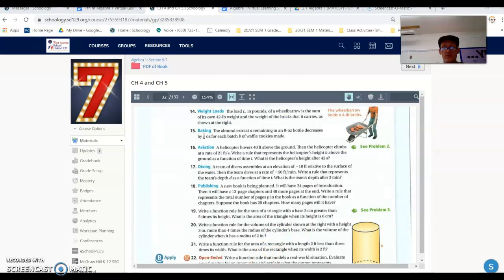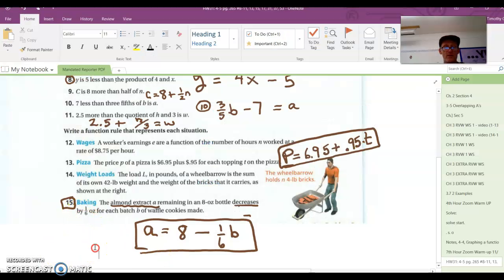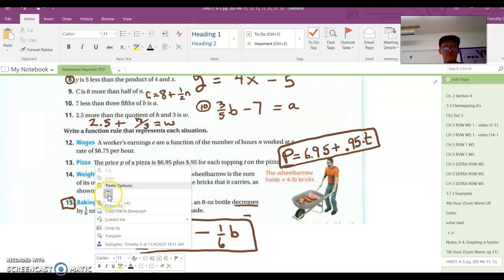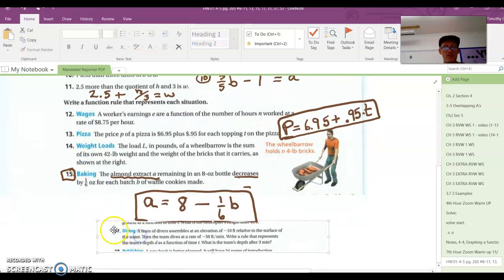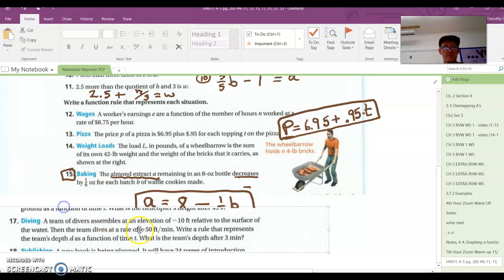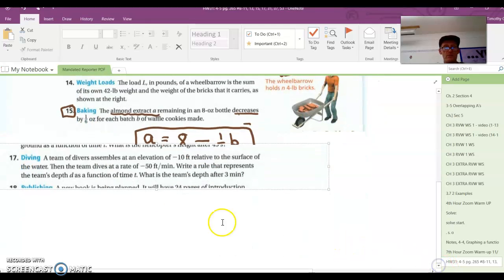All right, here's 17. Moving on. 17, oh boy, what's that say? A team of divers was assembled at -10. So here's the surface of the water, so they're down 10 feet, so -10.